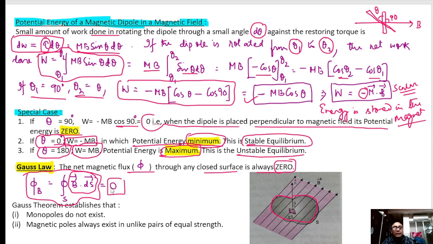Please remember here. Magnetic flux passing through any closed surface will always be 0. There will be no magnetic flux created. And this theorem states that monopoles do not exist. Magnetic poles always exist in unlike pairs of equal strength.